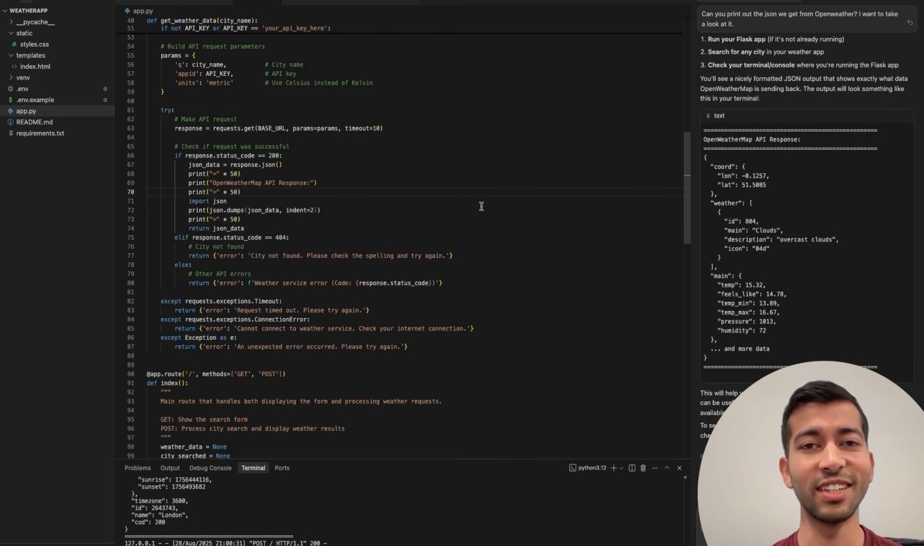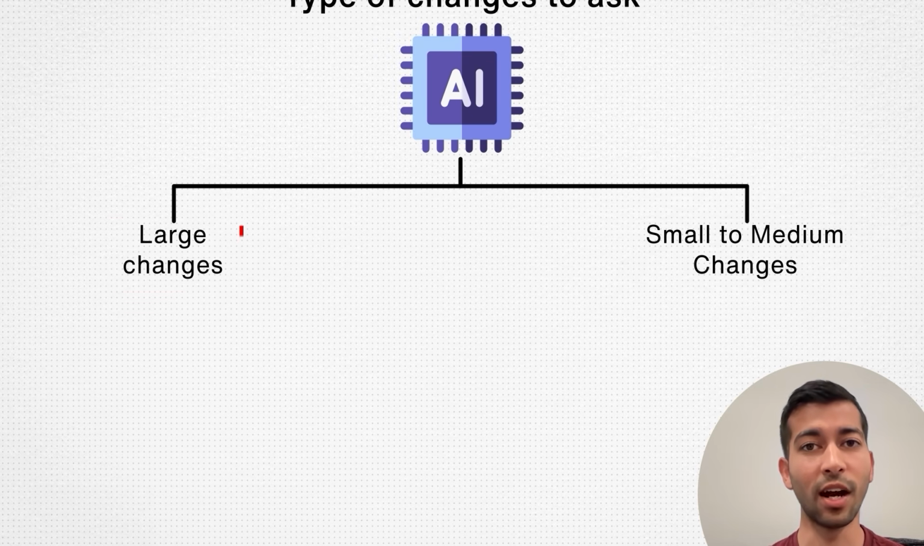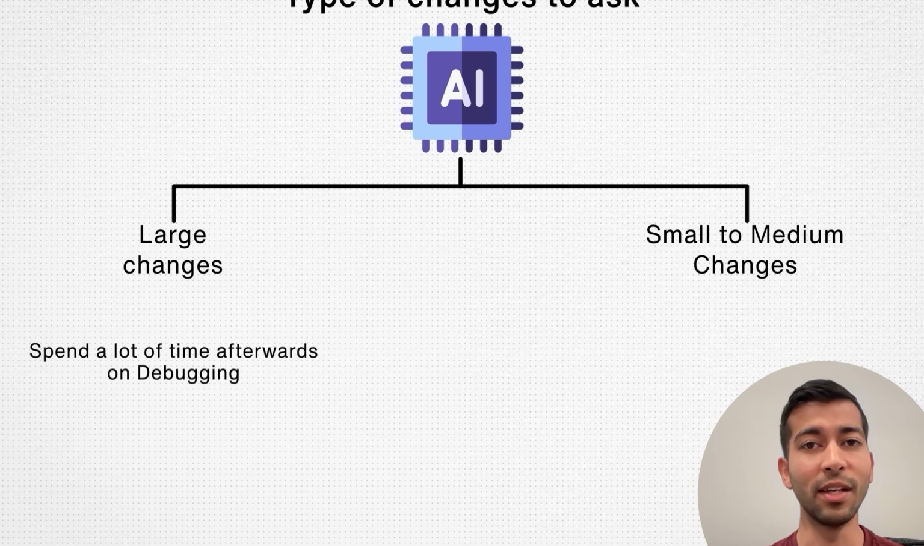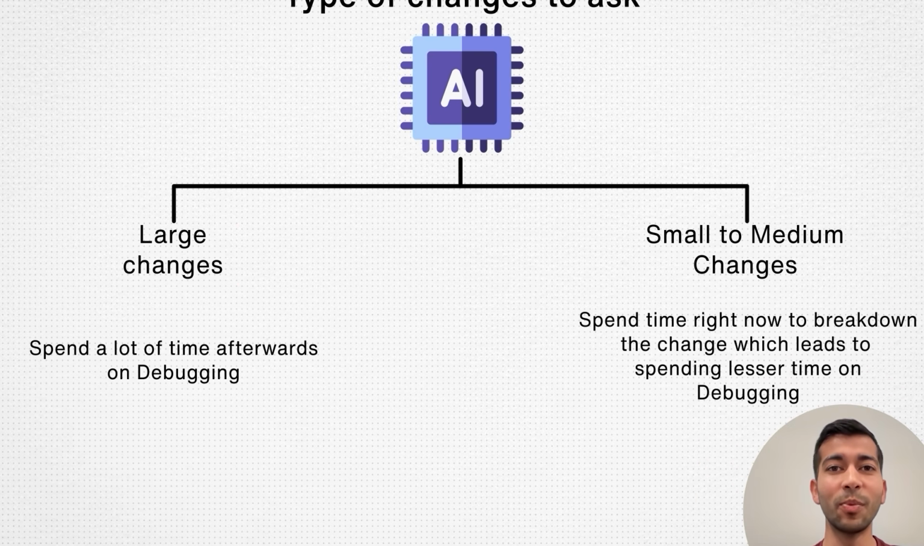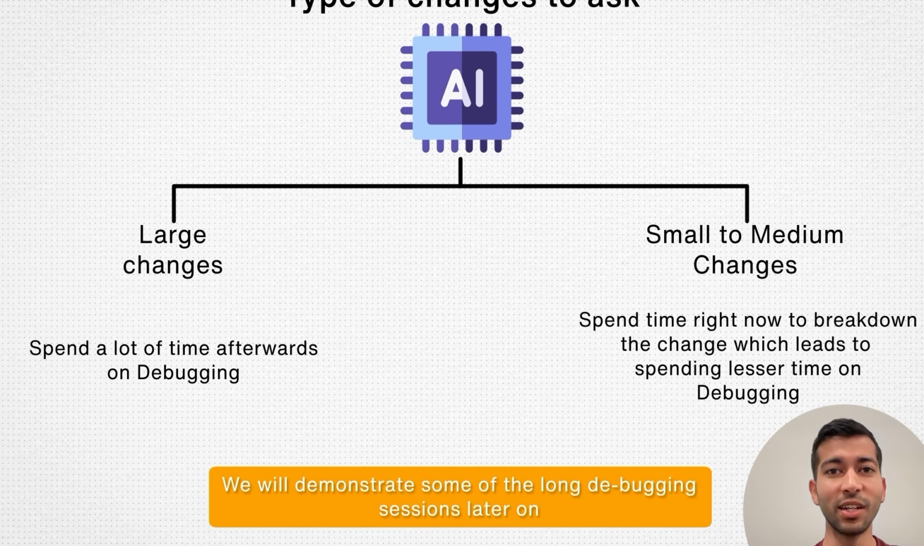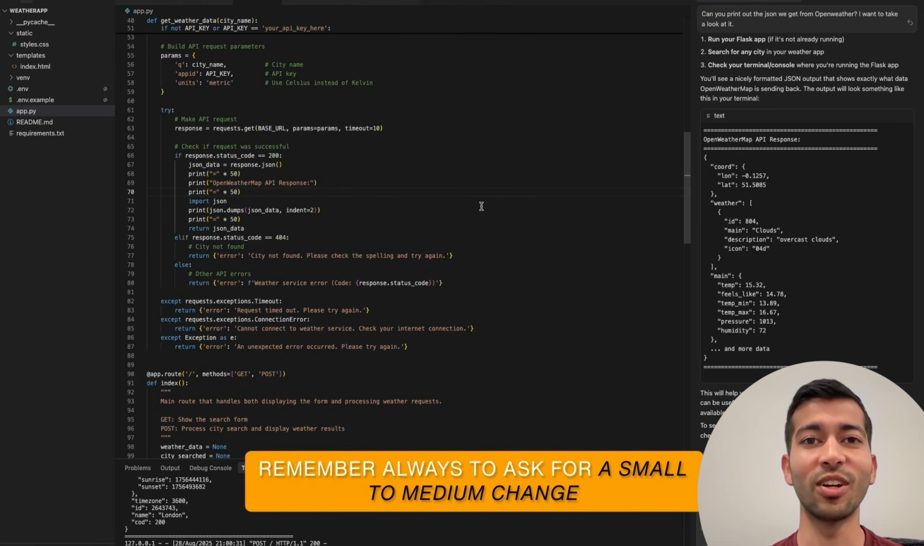The reason why I say so is because either you can ask AI to make the larger changes and afterwards spend a lot of time debugging, or you can spend your time right now to break down that change so that you don't spend more time in debugging. We'll demonstrate some of those long debugging sessions later on, but remember to always ask for a small to medium change. Okay, let's move forward.